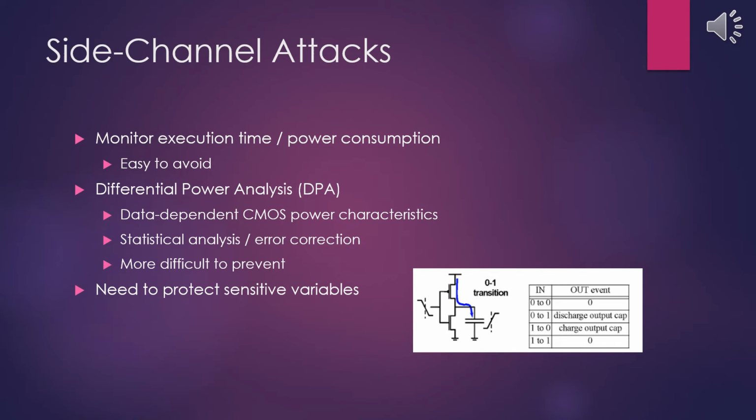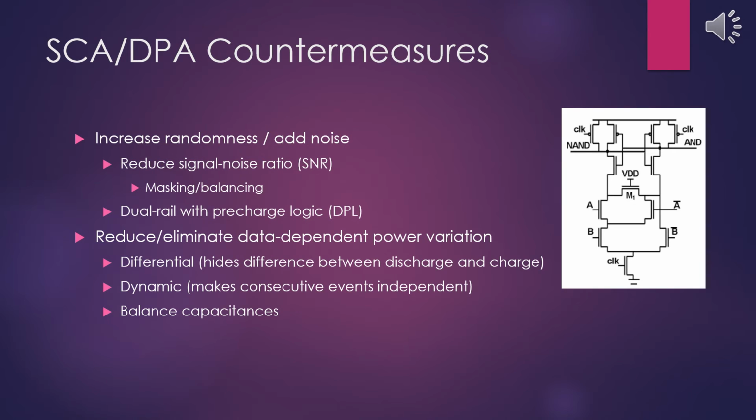The priority in designing side-channel resistant circuits is to classify different signals by whether or not they are sensitive. For example, an encryption key is a sensitive variable. Protecting these sensitive variables from side-channel attacks is then a design priority. There are several countermeasures available to deal with side-channel attacks or differential power analysis.